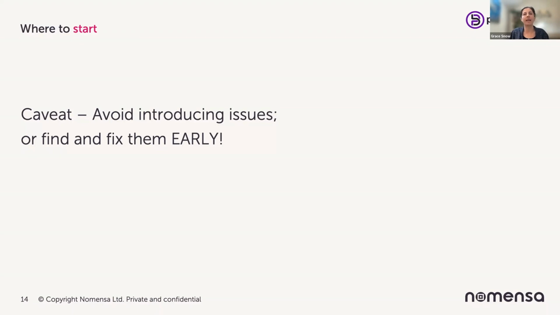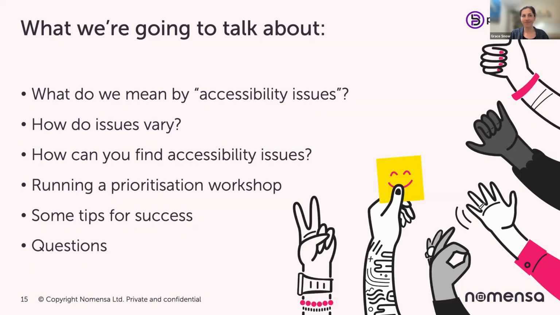So you'll commonly hear this referred to as shifting left, because for those of us who read in English, we read left to right. So we say shift left, move things earlier in the process. So what we're going to talk about, we're going to look at what we mean by accessibility issues, how those issues vary, touch on very quickly how you find them, and then go into more detail about how you run one of these workshops and tips for success.